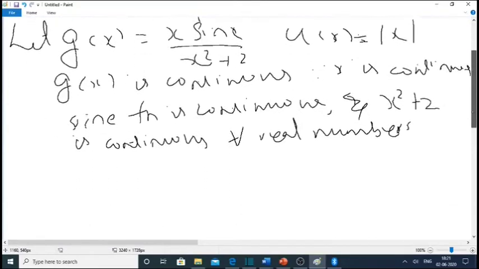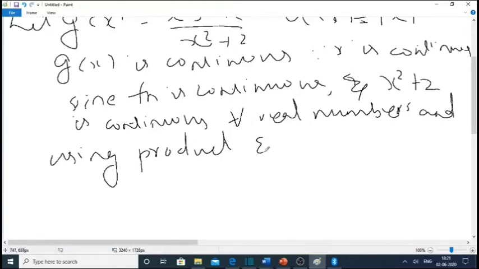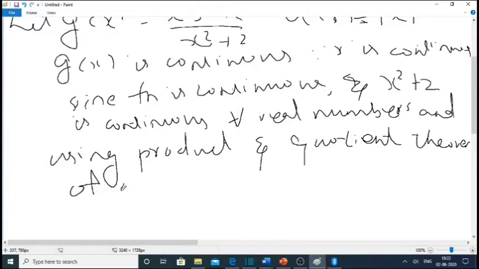And using the product and quotient theorem of continuous functions, g of x is continuous everywhere.